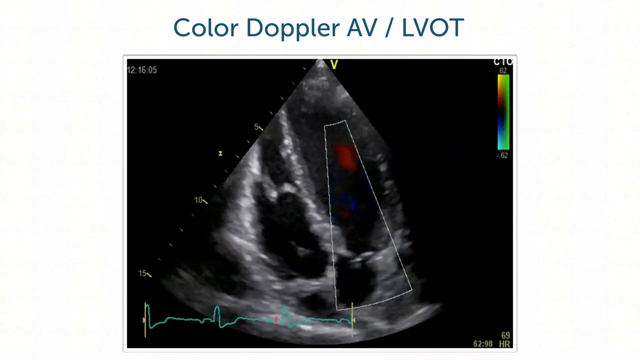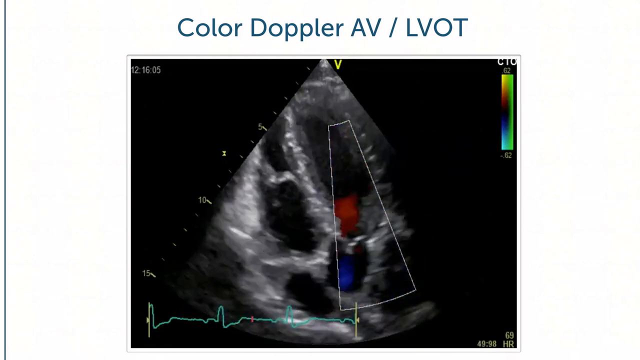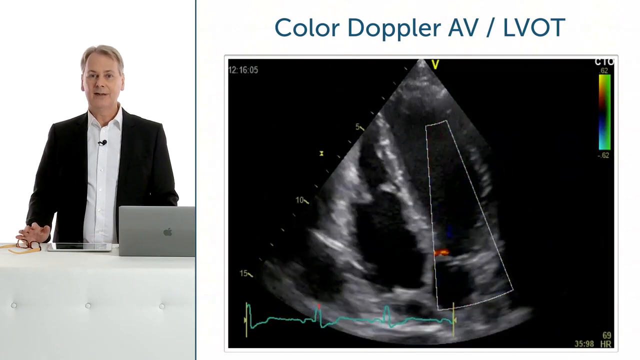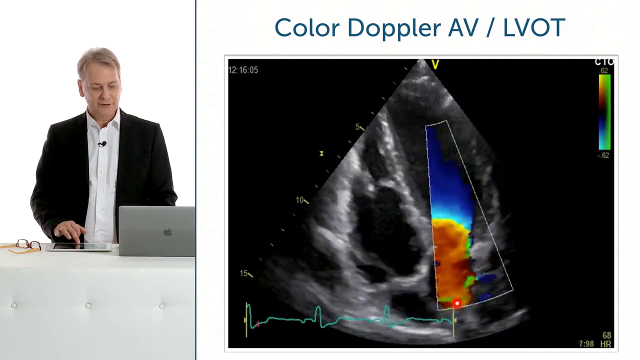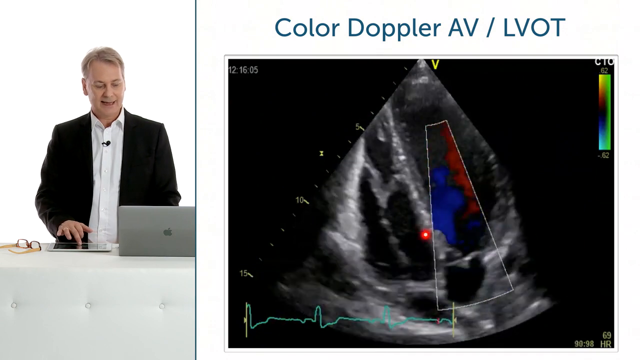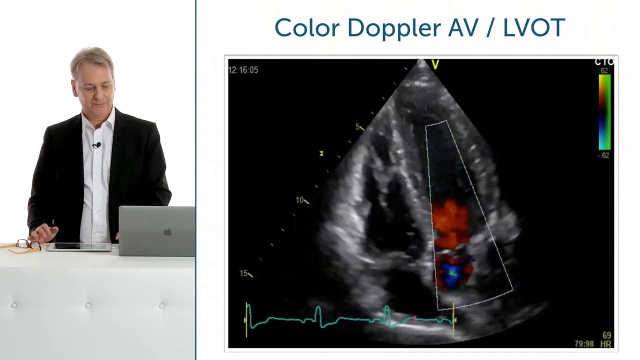Of course, we'll also use color Doppler in a 5-chamber view. My recommendation: place the transducer very lateral so that you get a very parallel orientation to the blood flow. You see the septum is slanted. That's what you're trying to achieve.